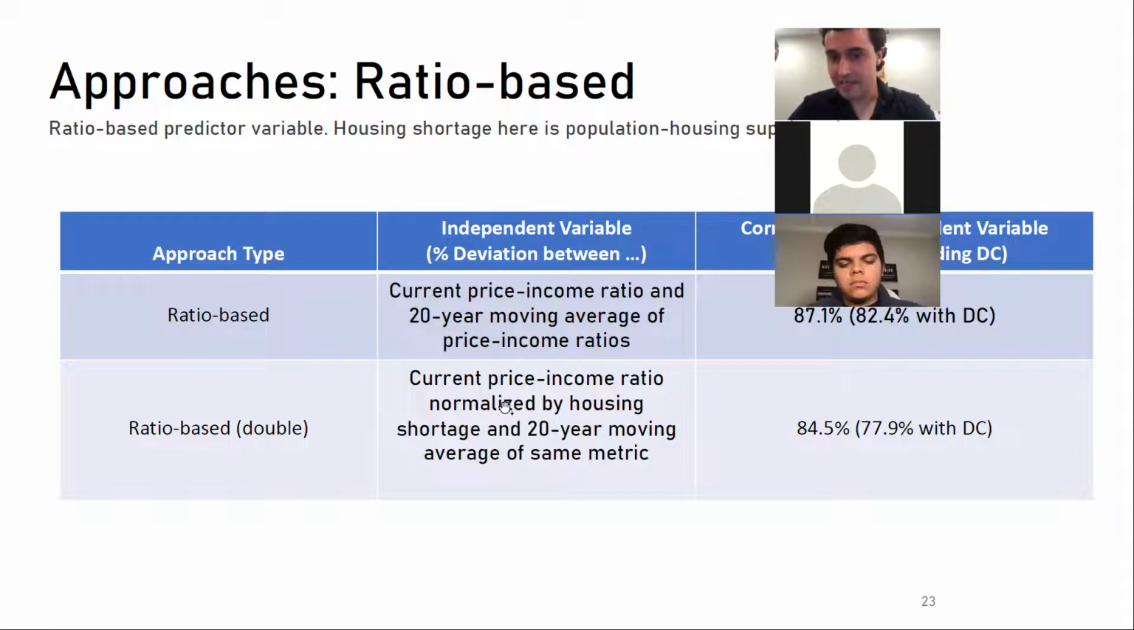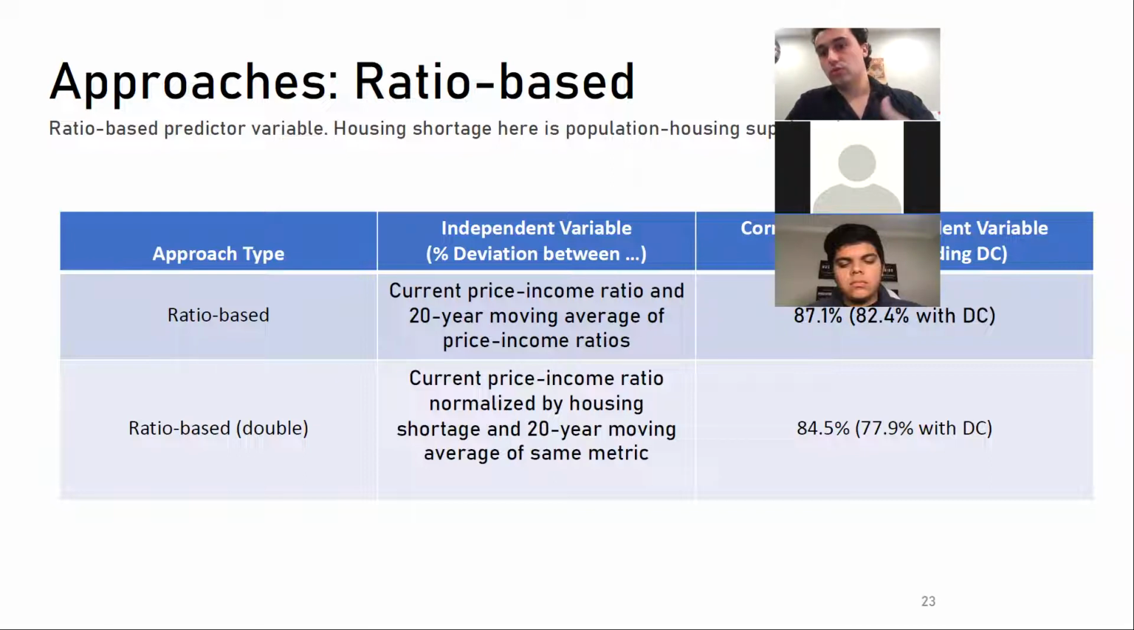And you can get a normalized metric that now reflects housing shortage too. So if it reflects housing shortage, the expectation is that it ought to model large cities better, places like San Francisco. Because why? Because price income ratios don't stay the same over time. They tend to enter a new regime when, for example, a large city experiences housing shortage and becomes very unaffordable. So the price income ratio could dramatically change over time.